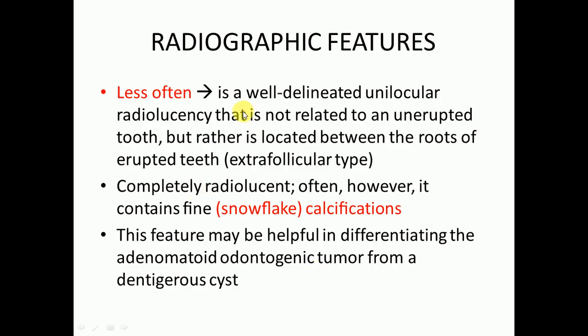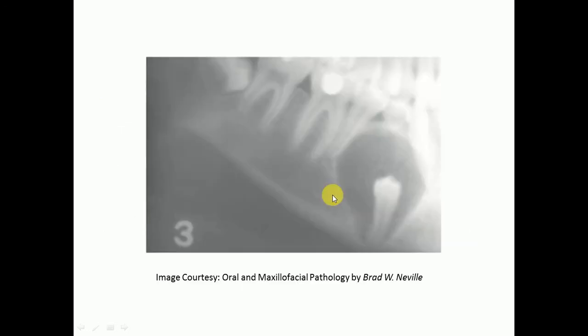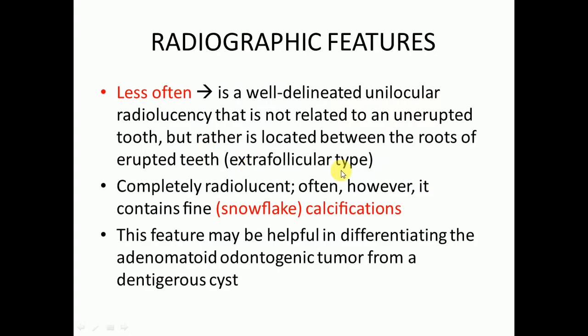Less often there will be a well delineated unilocular radiolucency that is not related to an unerupted tooth, but rather is located between the roots of the erupted teeth. This will be the extrafollicular type. That was the follicular type, and this is the extrafollicular type.